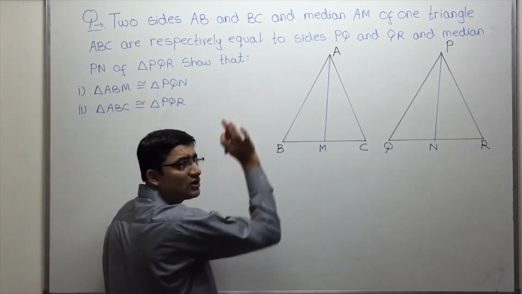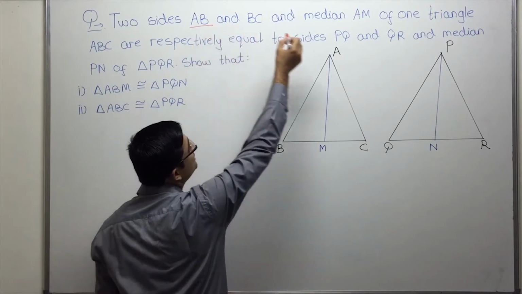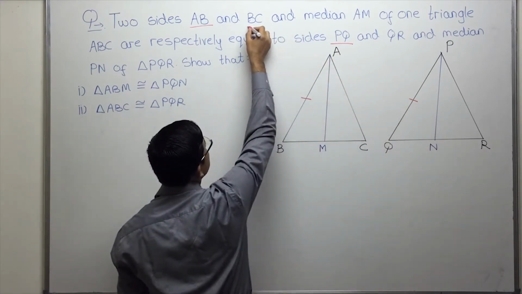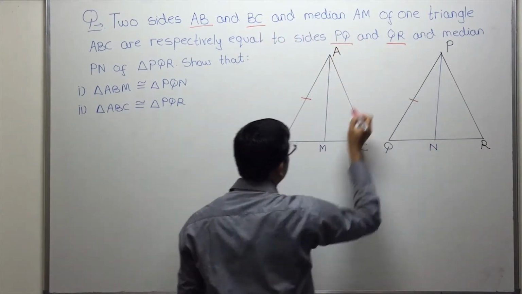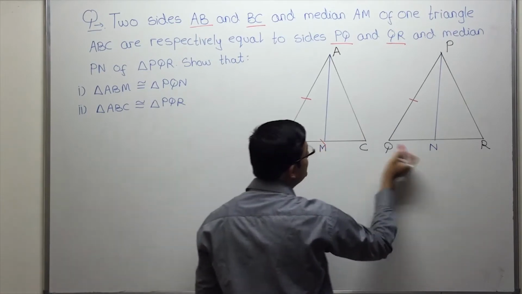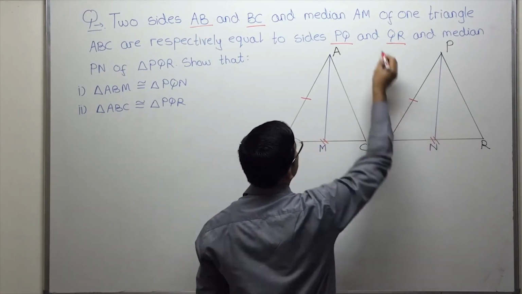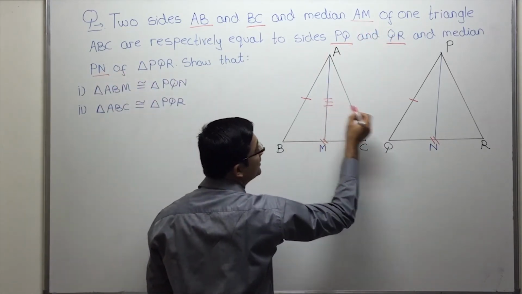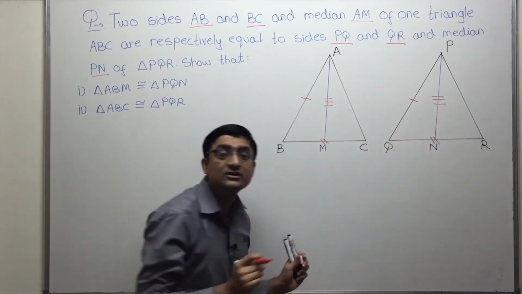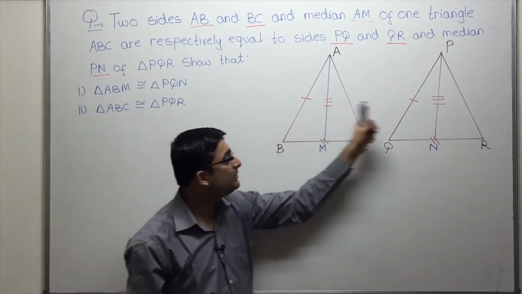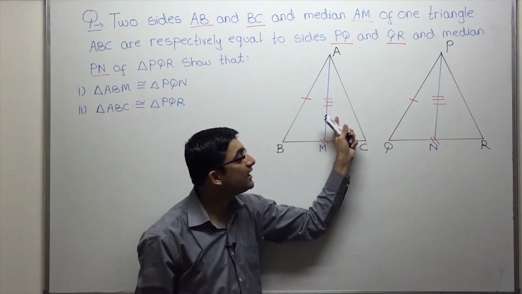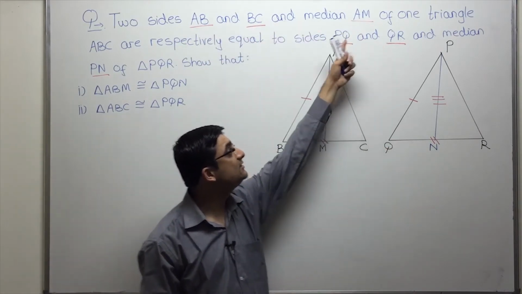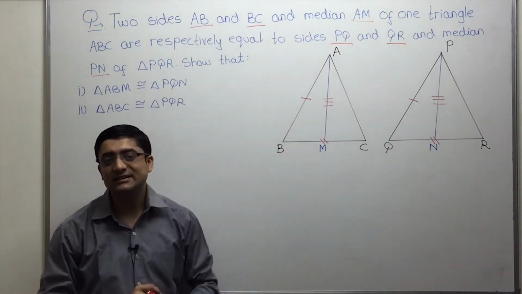So what is the correspondence? Go in the same order. First side of this triangle corresponds to first side of this triangle. So AB is equal to PQ. Next, second side of this triangle is equal to second side of this triangle. So BC, meaning this, is equal to QR, meaning this. Next, median AM corresponds to median PN. So the first step is always mark what is given to you. So we're given AB is equal to PQ, BC is equal to QR and AM is equal to PN. Please follow the order. First side to first side, second side to second side, third side to third side. So this over here is given to us.